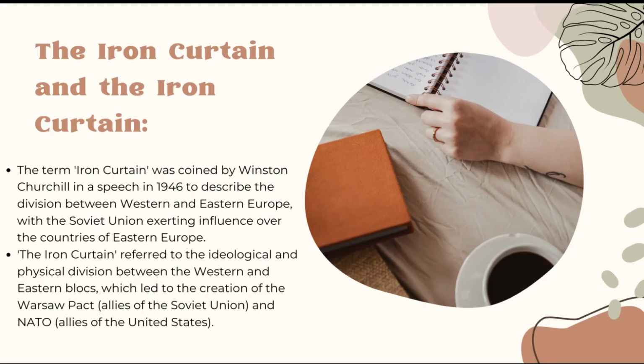The Iron Curtain. The term Iron Curtain was coined by Winston Churchill in a speech in 1946 to describe the division between Western and Eastern Europe, with the Soviet Union exerting influence over the countries of Eastern Europe. The Iron Curtain referred to the ideological and physical division between the Western and Eastern blocs, which led to the creation of the Warsaw Pact, allies of the Soviet Union, and NATO, allies of the United States.